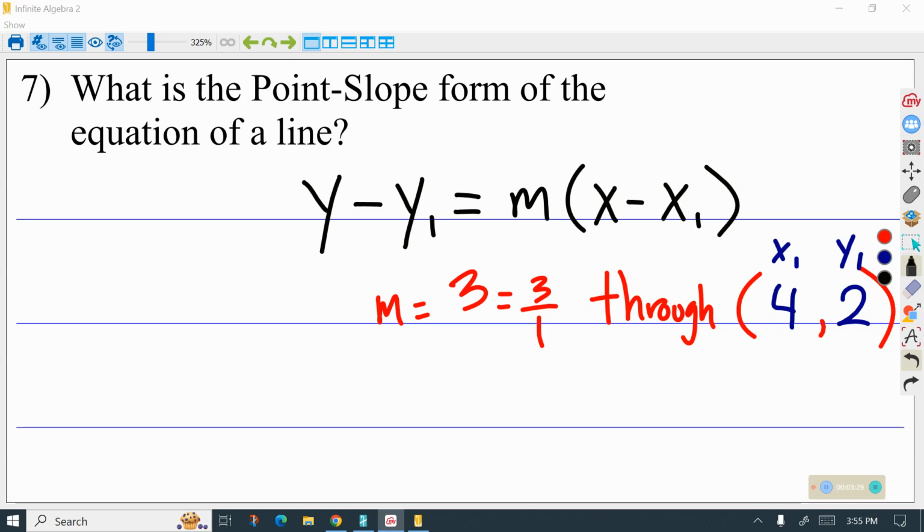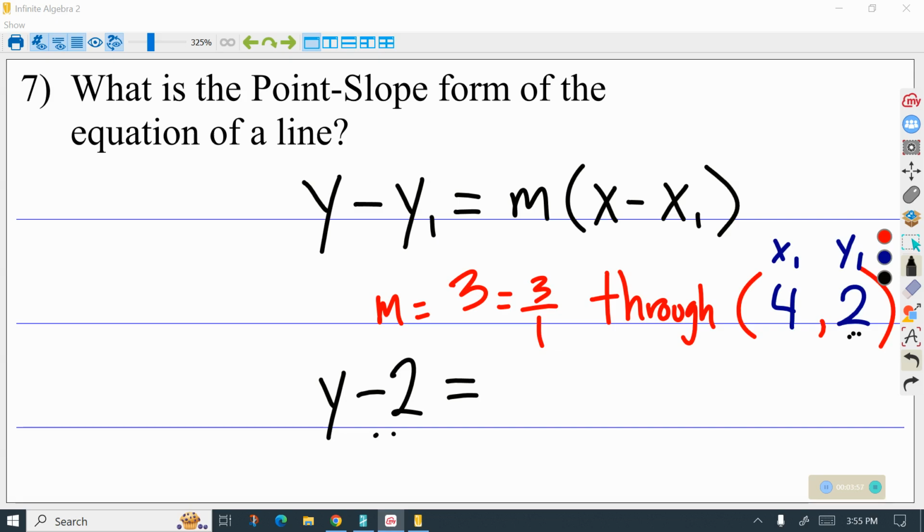To solve it, what I'm going to do is drop everything where it goes. So I'm going to write y minus whatever y1 is. I can see y1 is 2. One thing I've been wanting you guys to focus on is how we have to change the sign of that value. Notice over here it looks like a positive 2, but over here, we see a negative 2. Then I write an equal sign. We're going to copy the slope.